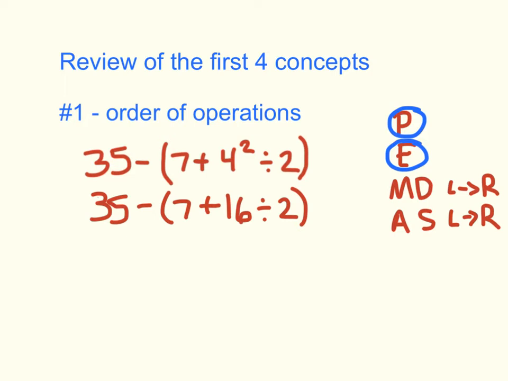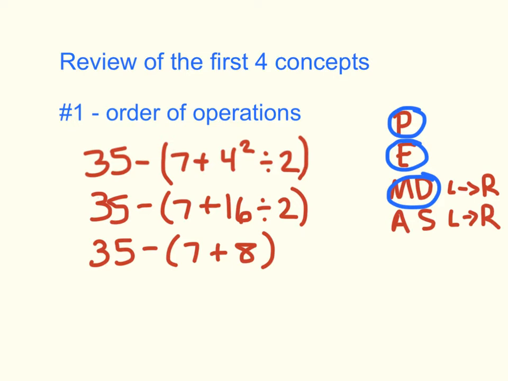Now what we're going to do is multiply or divide in our parentheses that we're still working in. There is a division problem right here, 16 divided by 2. So we have 35 minus parenthesis 7 plus 16 divided by 2. 16 divided by 2 is 8.